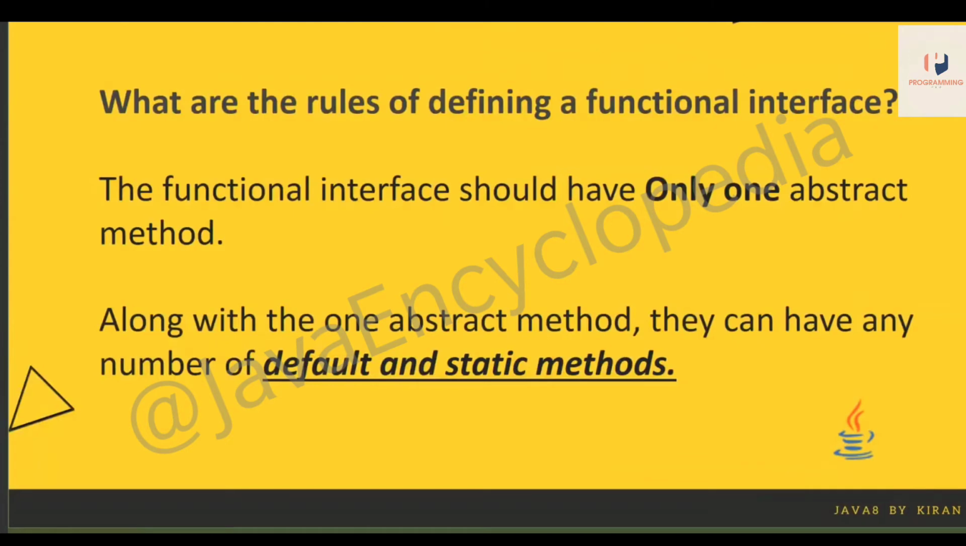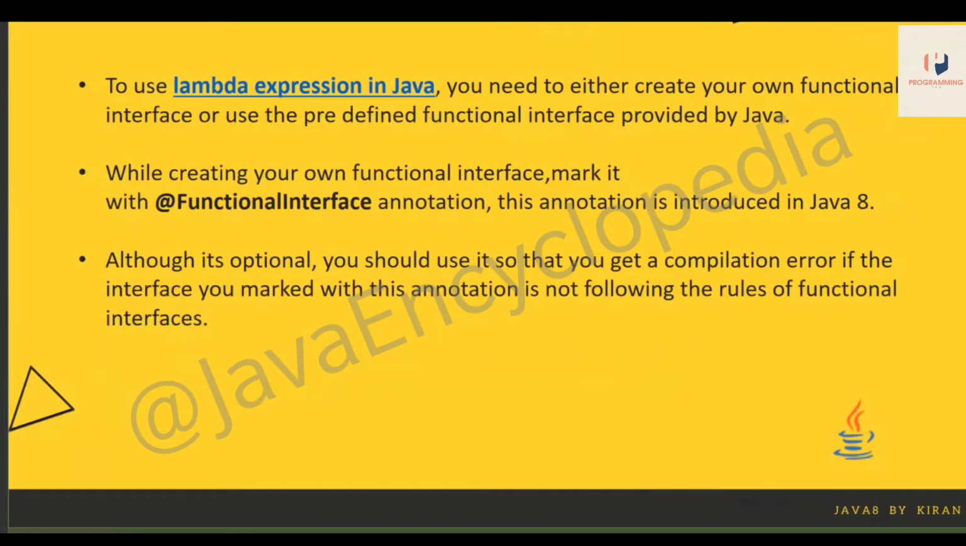So what are the rules of writing a functional interface? As we already saw the definition, we will have only one abstract method, and along with that, they can have default and static methods. To use lambda expressions, you need to create either your own interface or a predefined interface, but using a functional interface we will do.